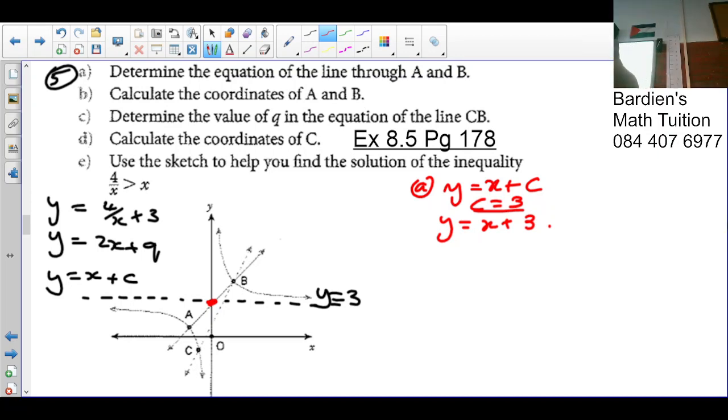Okay? Let's look at B. They want you to calculate the coordinates of A and B. What is A and B to us? A and B is the x-intercept. How do we calculate x-intercept? We let y equal to 0. Sure. X-intercept with y equal to 0. Remember, what is A and B? Points of intersection. Now where do you get x-intercept? Huh?